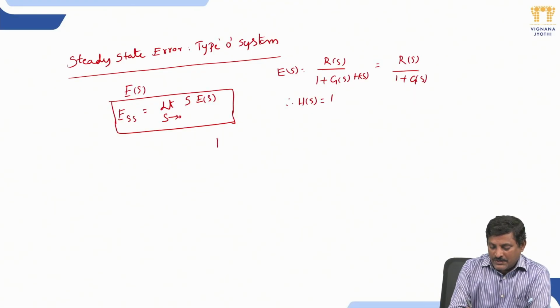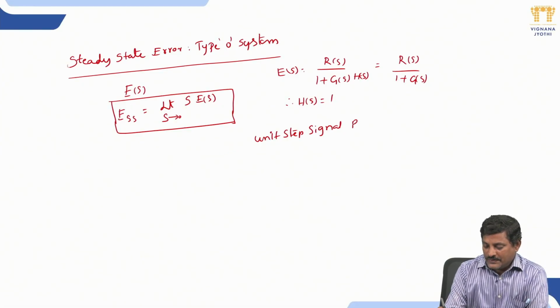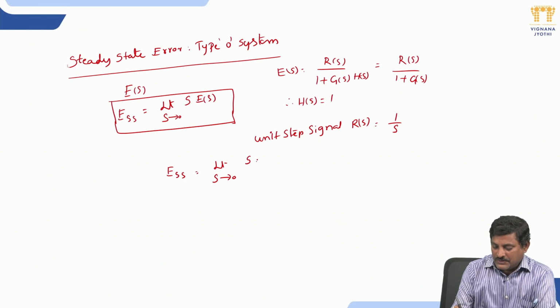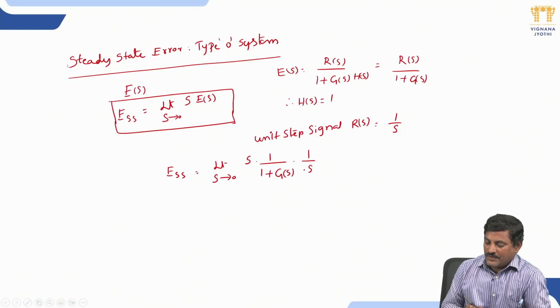Here, type 0 system, input R of S is a unit step input, R of S, the unit step signal, that is R of S is equal to 1 by S. Now find the steady state error: ESS is equal to limit S tends to 0, S into 1 by 1 plus G of S into 1 by S.